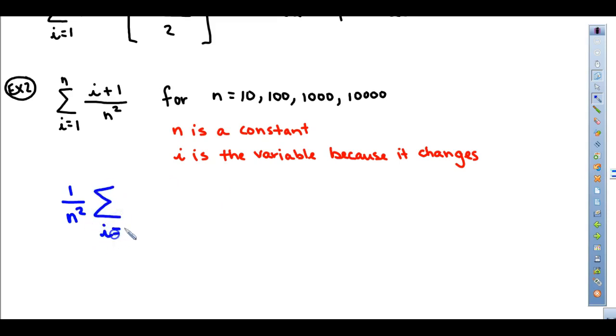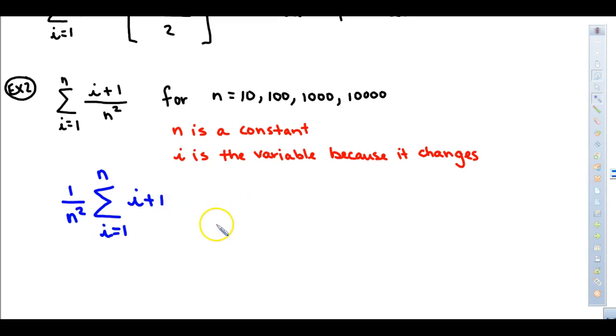I is the variable because it is what's changing. It's going to be 1, then 2, then 3, 4, right on up to whatever n is. So when I pulled the 1 over n squared out, I was left with i plus 1.